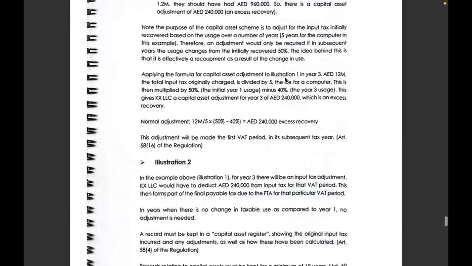Apply the formula for capital asset adjustment in illustration 1 in year 3. AED 12 million, the total input tax originally charged, is divided by 5, the life for a computer, 5 years, right? This is then multiplied by 50%, which is the initial year, minus 40%, which is the third year. So the initial year will always stay the same, the first year. This gives KX LLC a capital asset adjustment of 240,000.